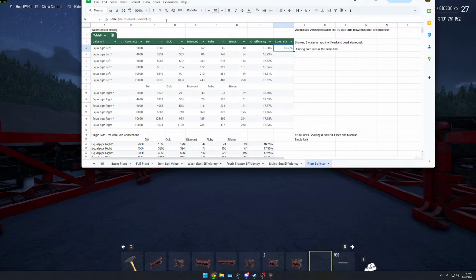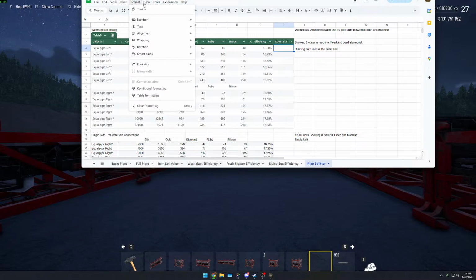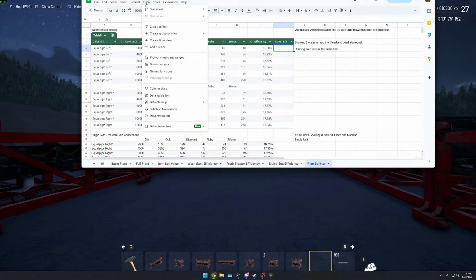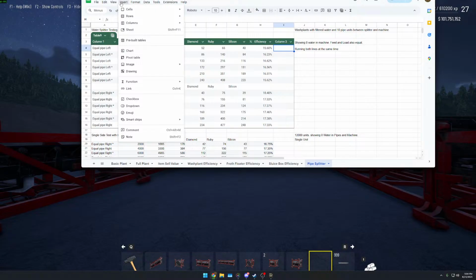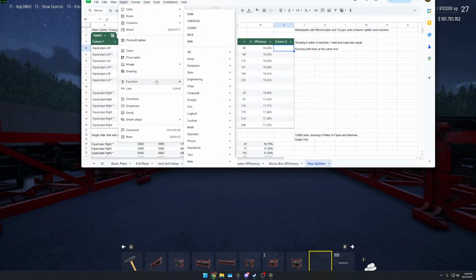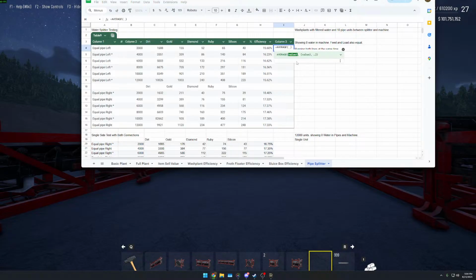Probably a better way for me to do this. Data. Function. Average.